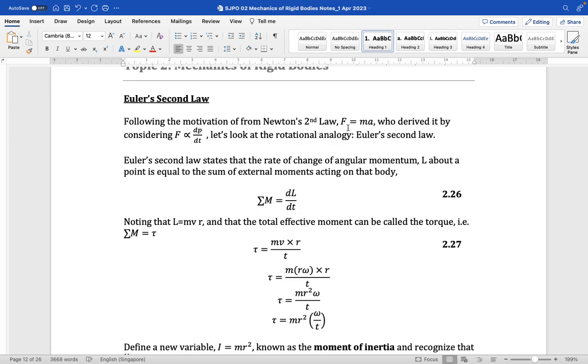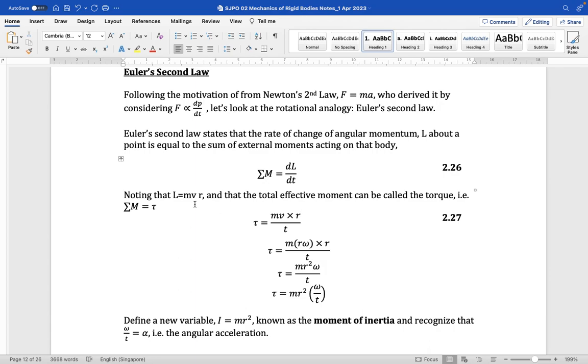And instead of momentum for linear cases, we will look at angular momentum L. So the sum of all the moments, where sigma is a notation for summation, we add them up. So the sum of all the moments is equal to dL by dt, the change in angular momentum over change in time. But we already know that L equals mv cross r, or we can keep it simply, L equals mvr.